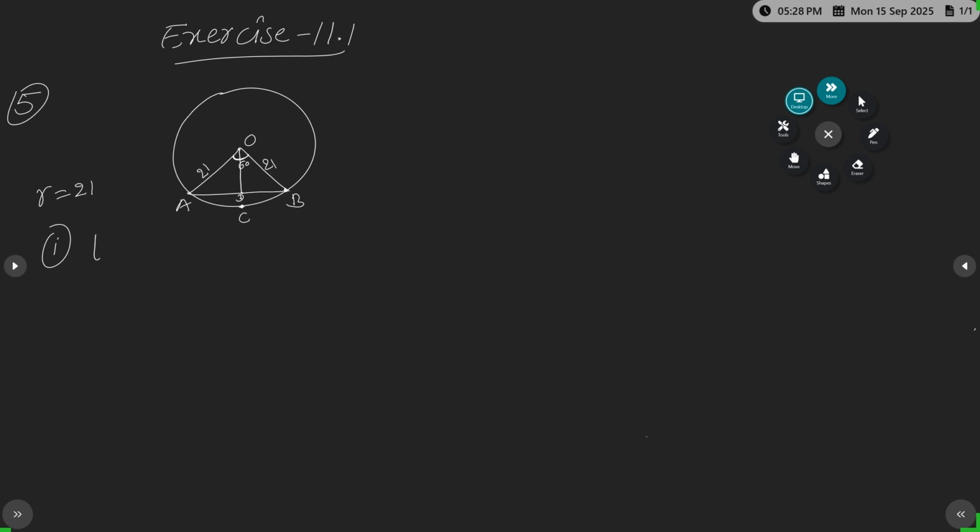So length of arc, we know the formula. Length of arc formula is theta by 360 into 2 pi r. Substitute the values: theta is 60 degrees by 360 into 2 into pi, which means 22 by 7, r means 21. So simplifying this, we get the value 22 centimeters.